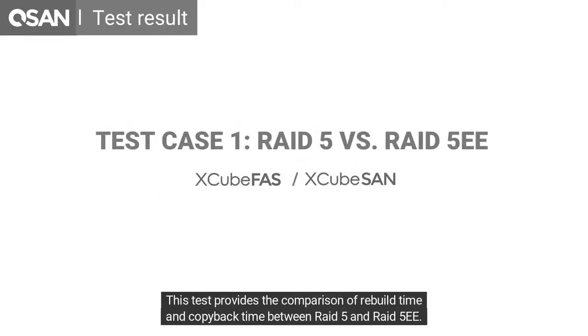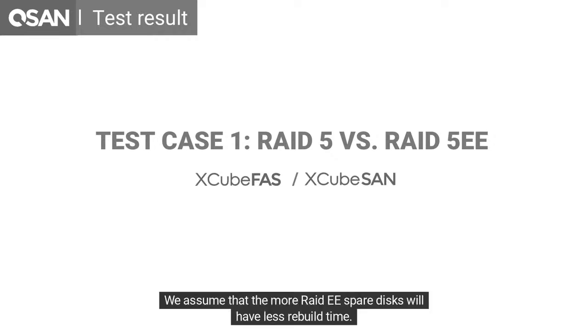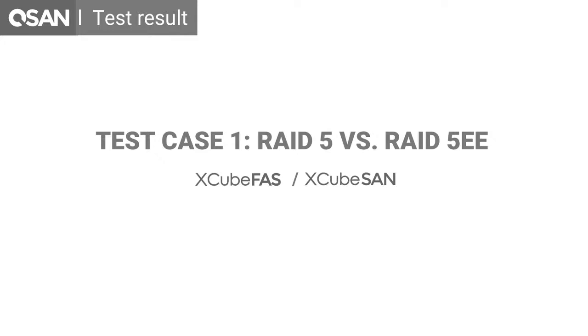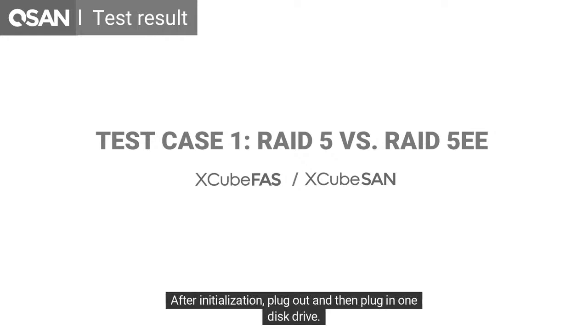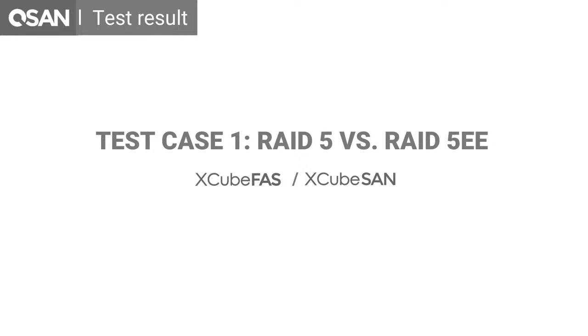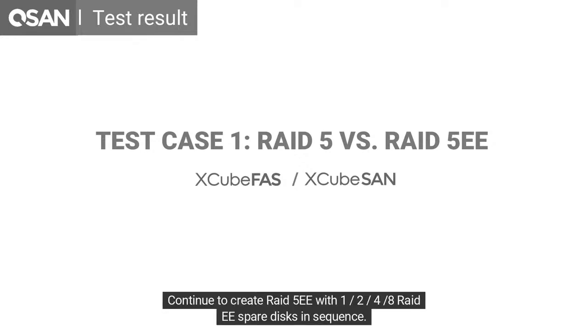This test provides the comparison of rebuild time and copy back time between RAID 5 and RAID 5E. We assume that the more RAID E spare disks, the less rebuild time. First, we create a RAID 5 pool. After initialization, plug out and then plug in one disk drive. Count the rebuild time with different I/O access patterns. Continue to create RAID 5E with 1 to 48 RAID E spare disks in sequence.